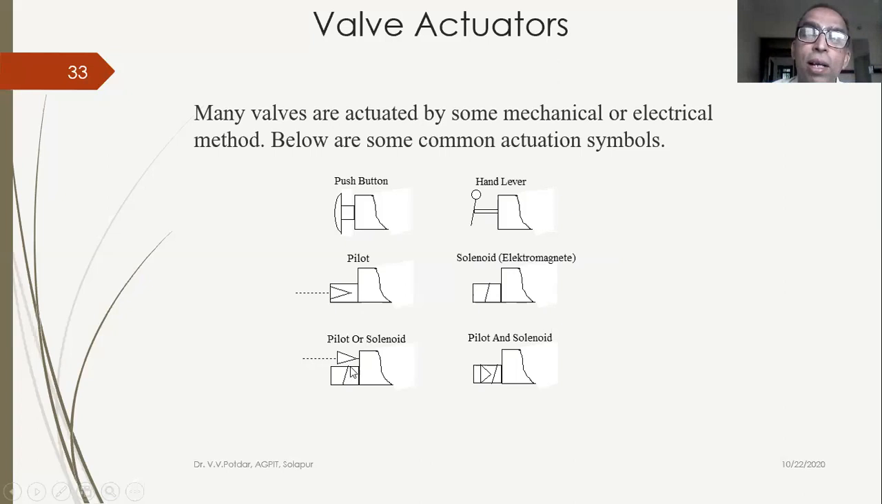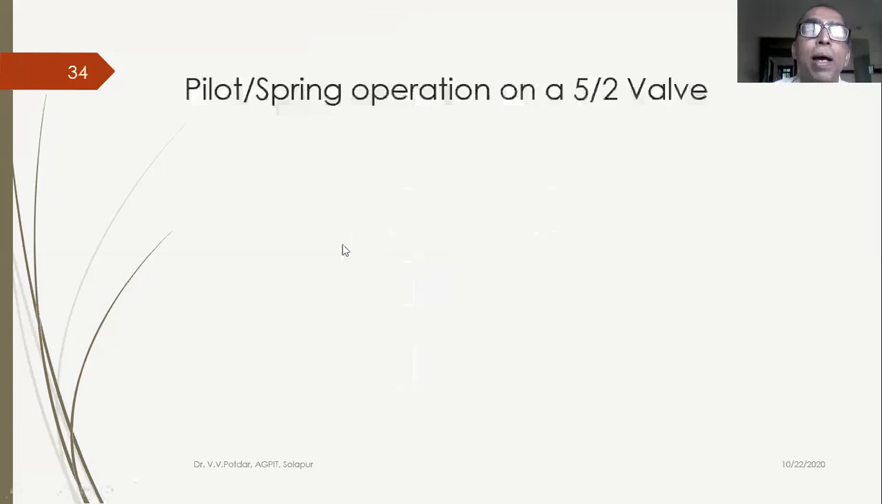Pilot or solenoid. The symbolic representation of a solenoid is one rectangle with a cross line. For pilot, you have a triangular symbol. This symbol is for pilot and this is for solenoid. For pilot and solenoid together, we'll have a symbol in symbol: the triangle plus this cross line. Pilot spring operation on a 5x2 valve.